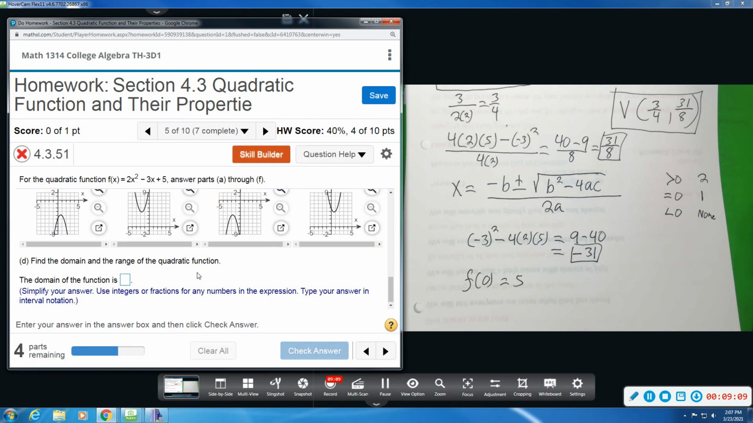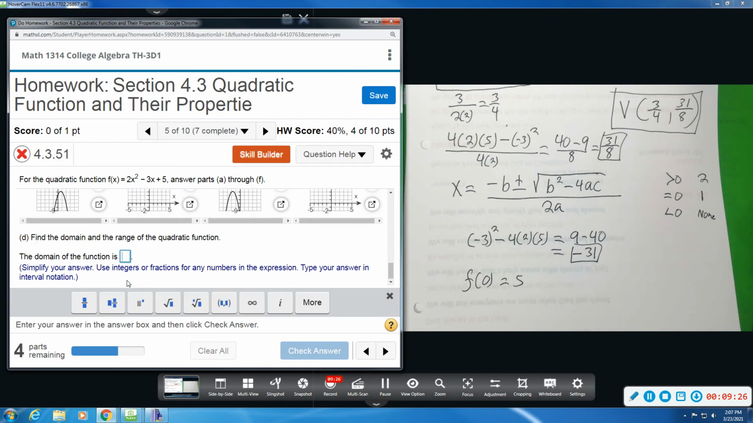The domain. If you recall when we did domain, this function does not have any fractions, square roots, or logarithms. So domain is going to be all real numbers.